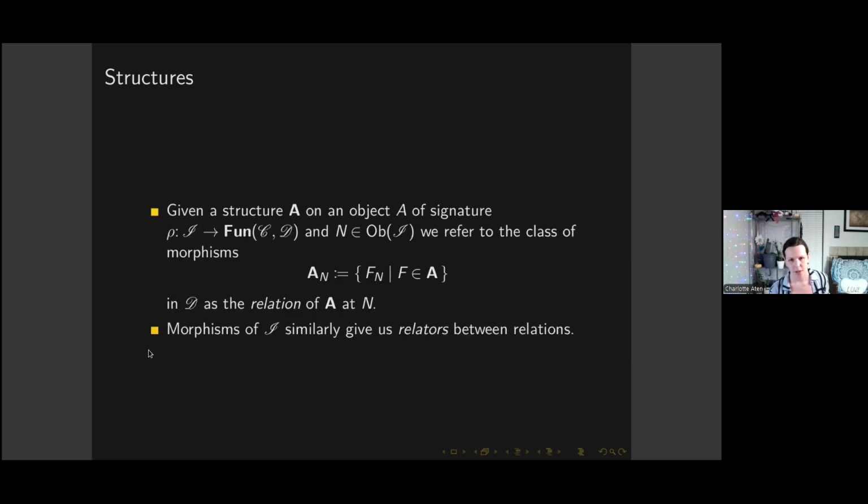So, if I have a structure and I have some object n in the index category, I'm thinking of this n as being like the nth basic relation. The class of morphisms that I get by looking at all of the components of the natural transformations that represent A, that collection of all of those morphisms is the relation, or the basic relation, of A at the object n. I would like to say that this is a sub-object of what I've been saying all along, right? Like a subset of A choose 2 for graphs or a subset of A cubed for ternary relations. Unfortunately, I actually don't know if that's the case in general.